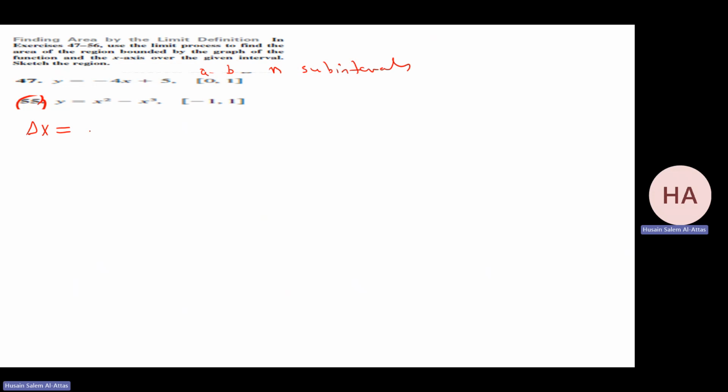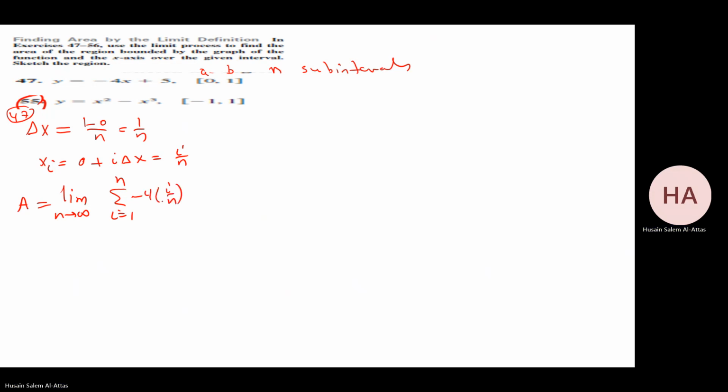N subintervals. Delta x will be 1 minus 0 over n, which is 1 over n. And they have xi will be 0 plus i delta x, which is i over n. So the area is the limit as n goes to infinity of the summation i equal 1 to n of f of i over n, which is minus 4 i over n plus 5.